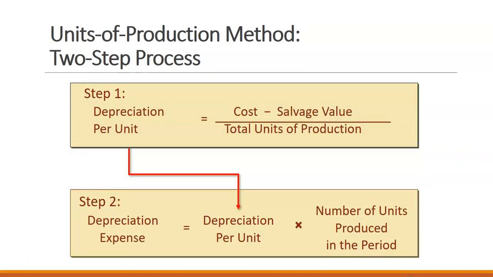Units of production is a two-step process. First, we get the depreciation per unit. In this, we take cost minus salvage value divided by the total units of production. Then our depreciation expense is that depreciation per unit times the number of units produced in the period.